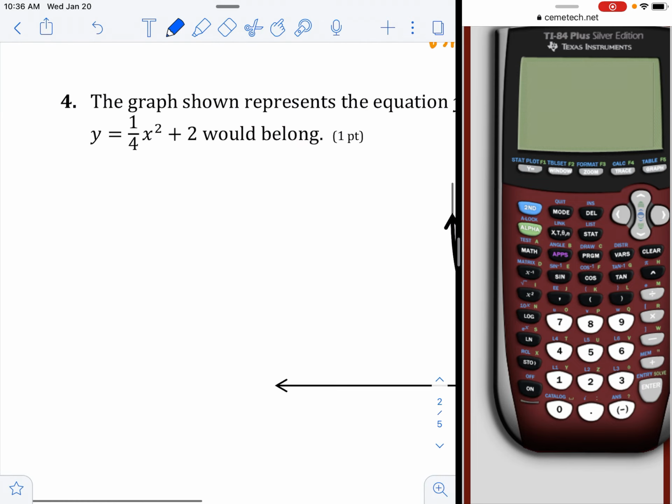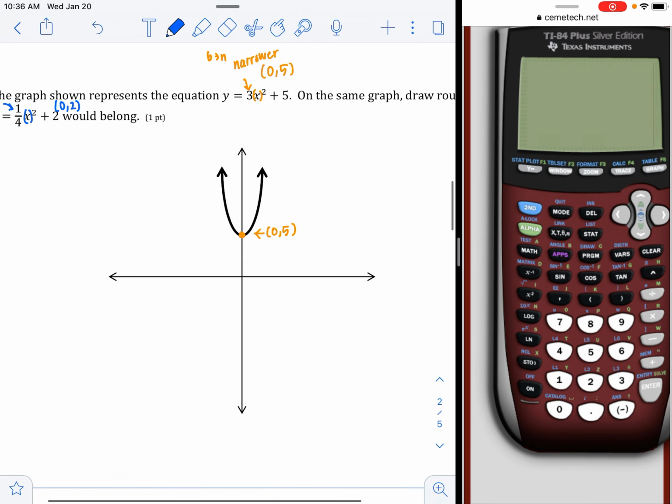All right, now I'm going to look at the one that I was given to graph. Put the parentheses in. The vertex is 0, 2. There's a 1/4 in front. Remember, smaller number means wider. So I need to have a vertex of 0, 2, which is right below 0, 5. And it has to be wider. That one's narrow. This one has to be wide. Okay, they're both upward facing though.